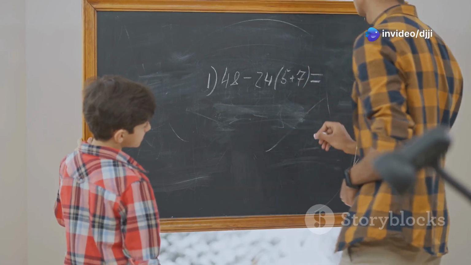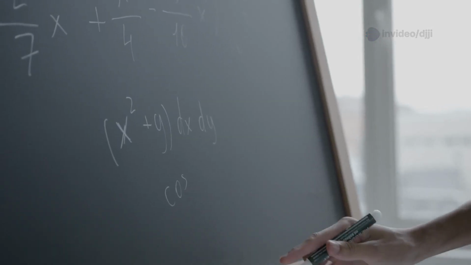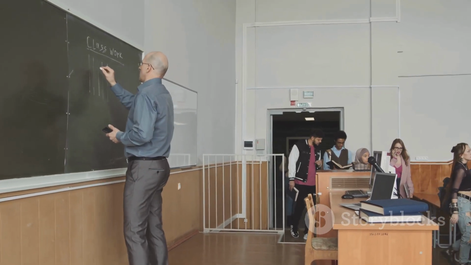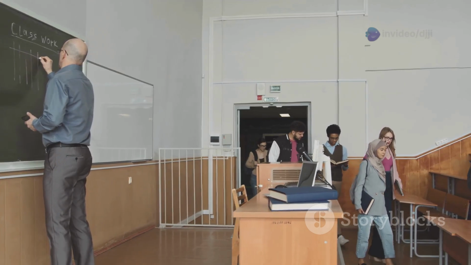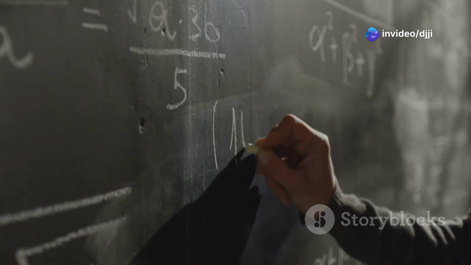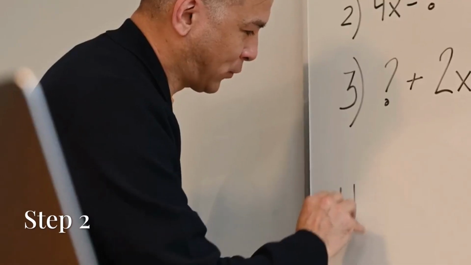To solve quadratic equations by factoring, you'll need to follow a few steps. First, write the equation in standard form. This means making sure the quadratic is written as x squared plus bx plus c equals 0. For instance, if you have the equation x squared plus 5x plus 6 equals 0, you're already set up in standard form.